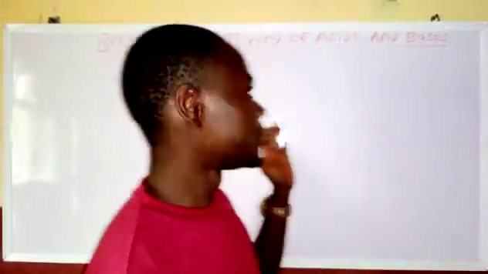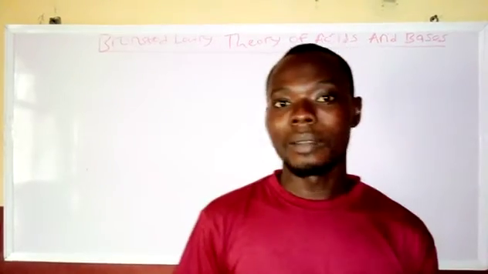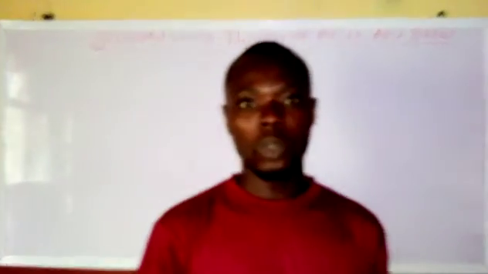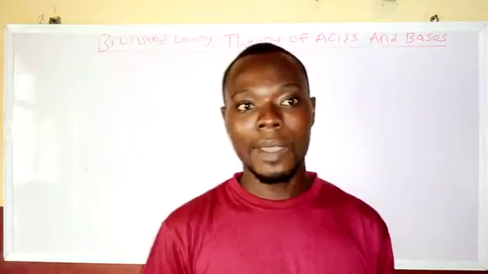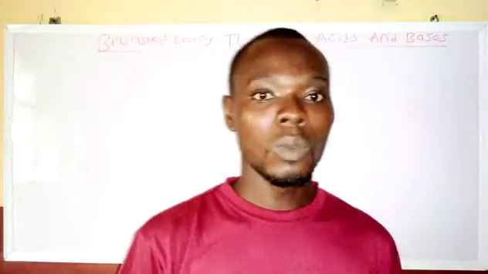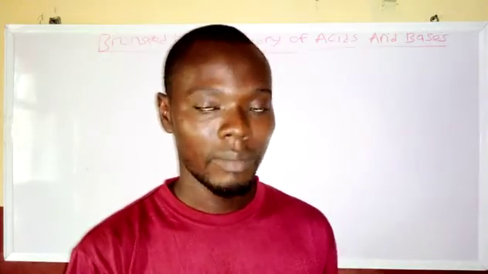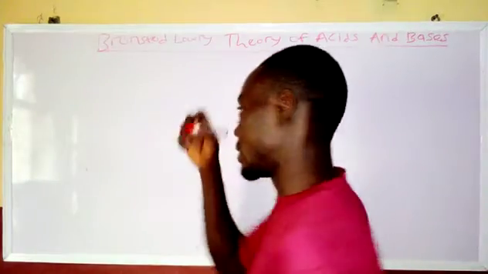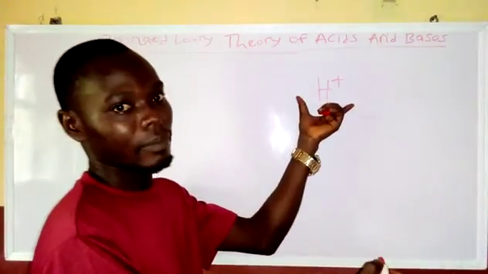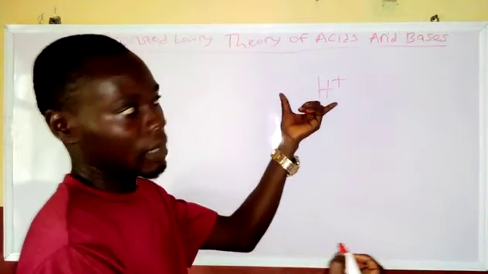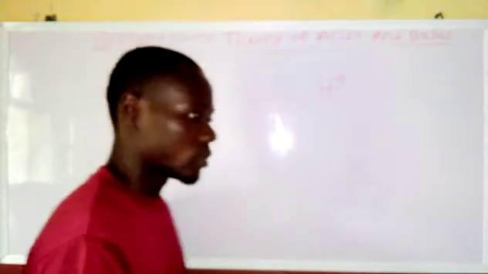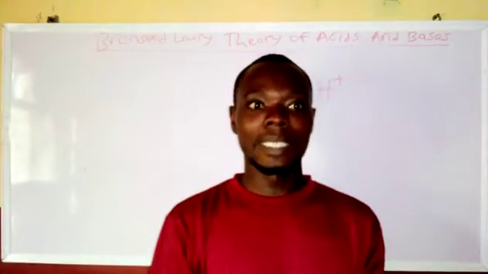So in 1923, they described an acid as a substance that donates a proton in a proton transfer reaction. Now, this proton they are talking about that is being donated is actually H positive. That's the hydrogen ion. So that's their description for acid.